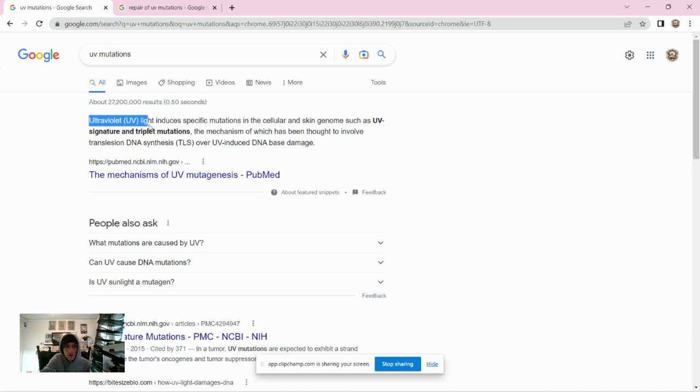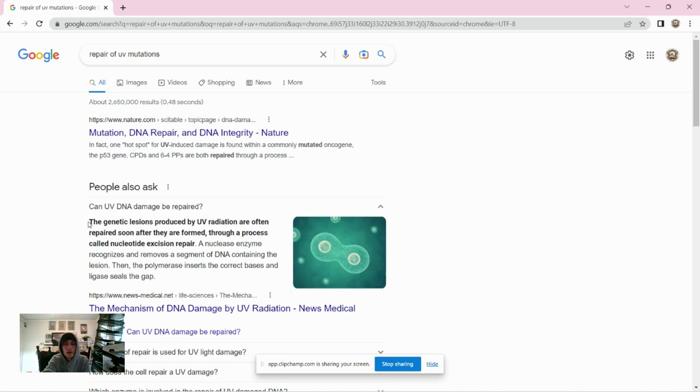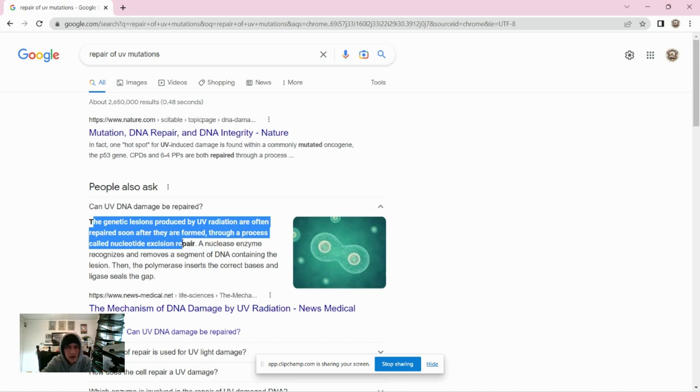Ultraviolet light as a mutagen. Light induces specific mutations in the cellular and skin genome, such as UV signature and triplet mutations. Important considerations when looking at things like the albino penis envy, which was made with the PF albino, which was made with UV mutation. That's a big reason why it's believed that the albino penis envy is so unstable. Because UV mutations can commonly be repaired, and how I understand that to happen is mainly when they're exposed to light. The light aids in the repair of the UV mutations. The genetic lesions produced by UV radiation are often repaired soon after they are formed through a process called nucleotide excision repair.